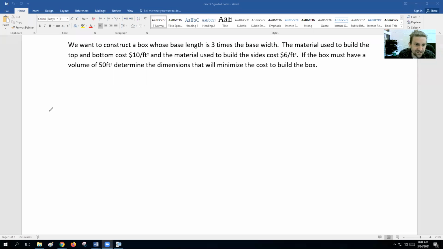All right, so let's draw this out here. We have a box. That's a terrible looking box. All right, so we have the length, width, and the height. We know a couple things, and we're going to start using some constraints here. We know that the base length is 3 times the base width. So I'm going to just call this x, and that would have to be 3x. The material used in the box costs $10 per square foot on the top and bottom and $6 on the sides.